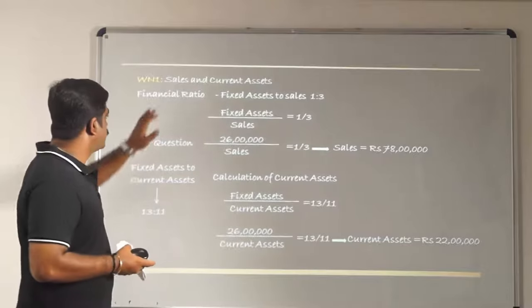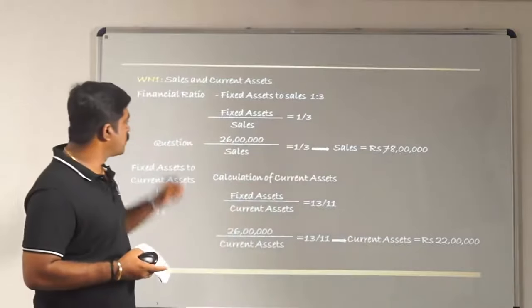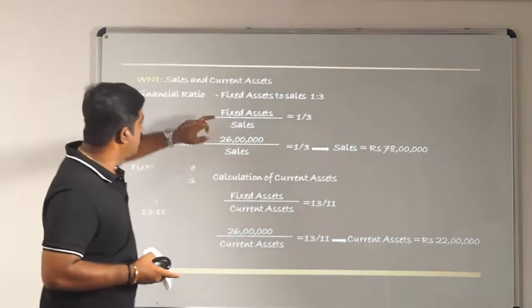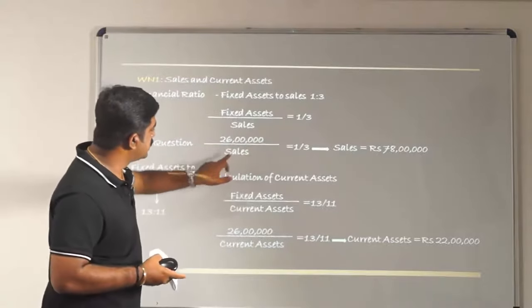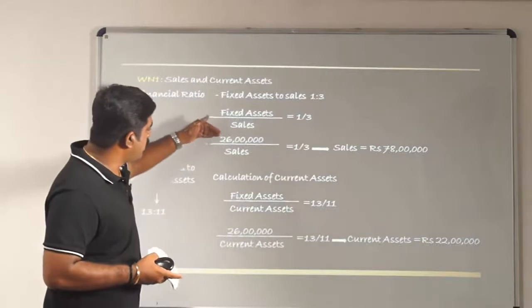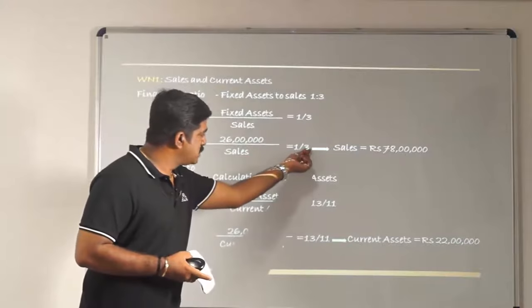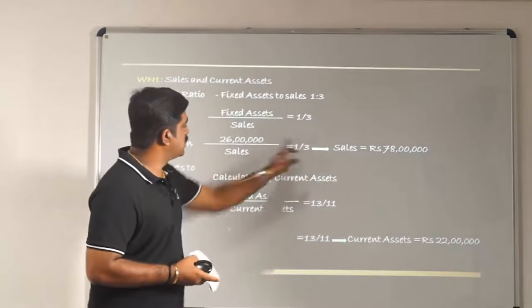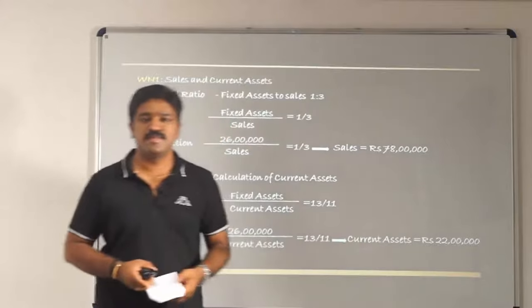The first financial ratio in the question is fixed assets to sales is 1:3. It can be written as fixed assets by sales is 1 divided by 3. We know fixed assets is 2,600,000, so 26 lakhs divided by sales is equal to 1 divided by 3. I can transfer this 3 in the denominator to the left hand side. So 26 lakhs into 3 is equal to sales. So sales is 78 lakhs, that is 7,800,000.